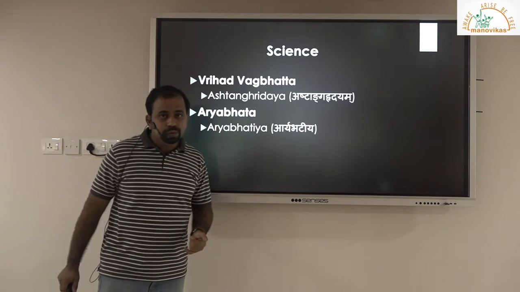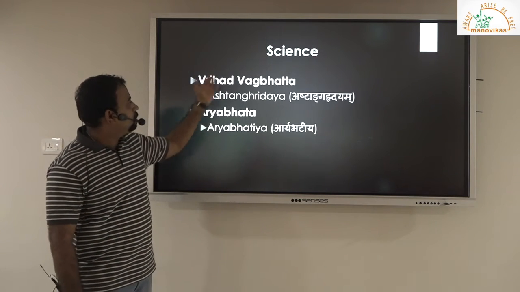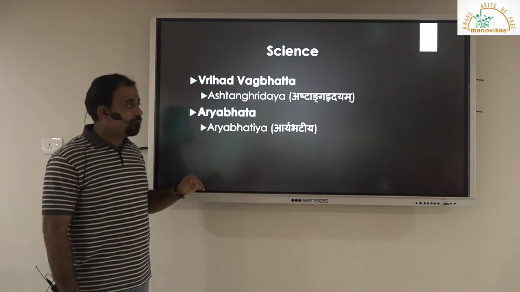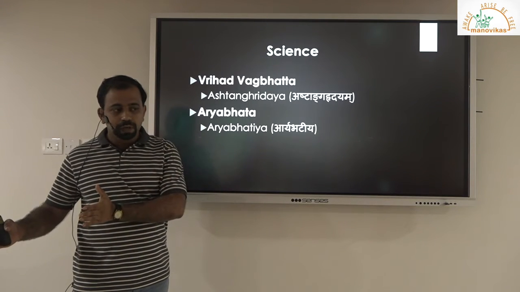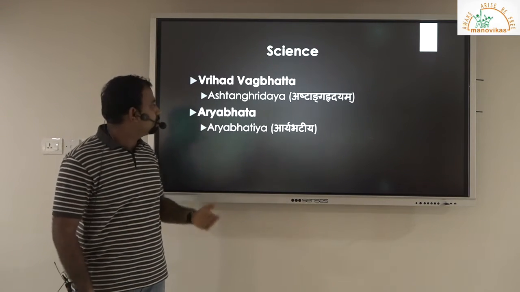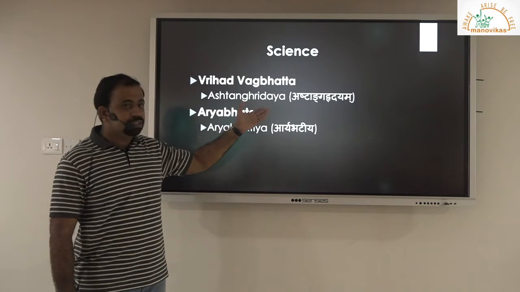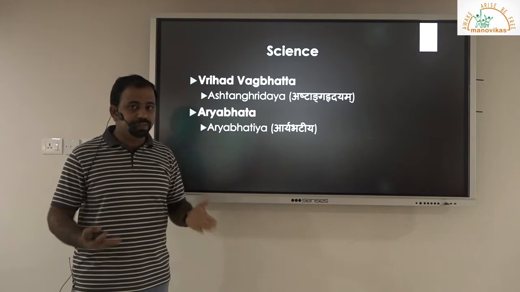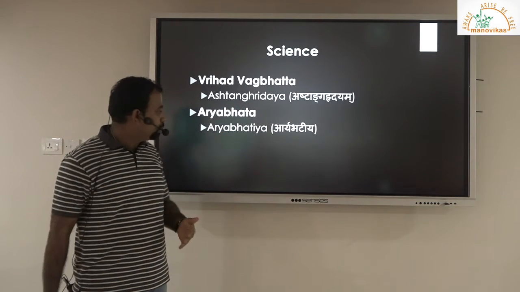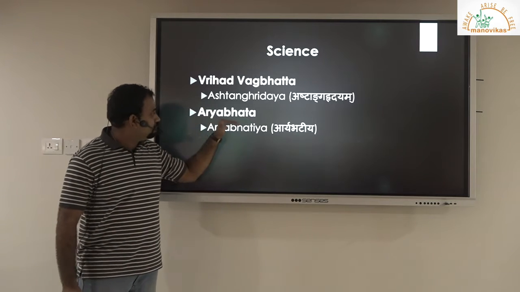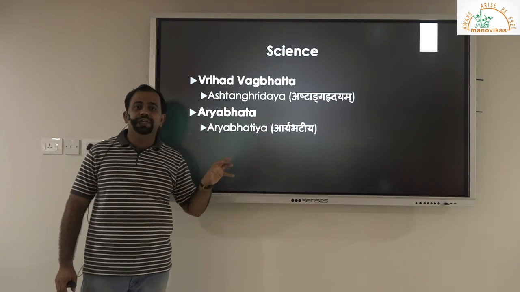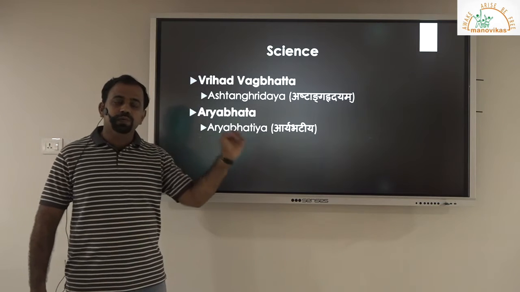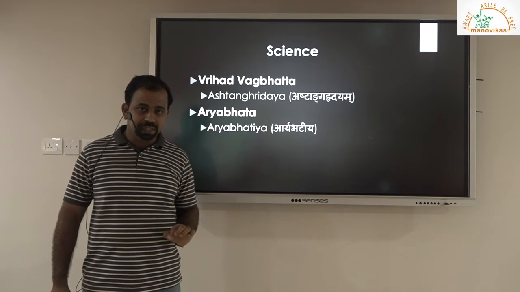So let us go to the first scholar, which is Vagbhata. Vagbhata was a person who was learned in medicine. His book is Ashtanga Hridayam. He is very famous even now, and he is followed by many people. Then we have another person called Aryabhatta. Before I explain what Aryabhatta did, let me go back to Chandragupta Vikramaditya.